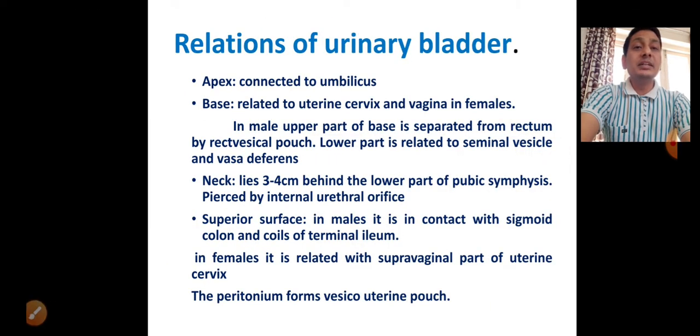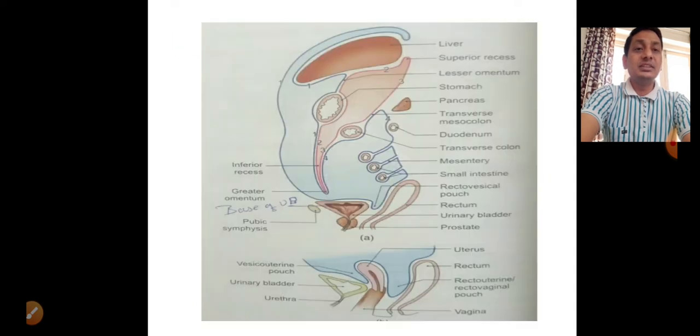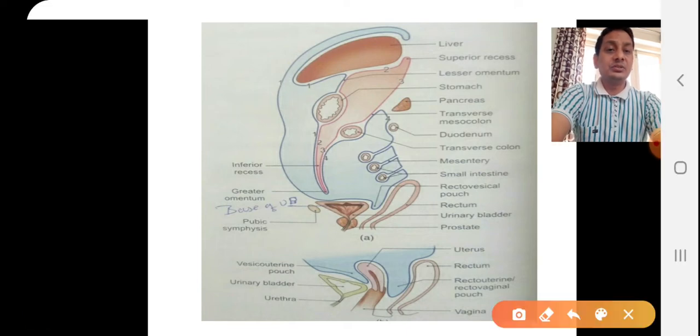Then the base is related to the cervix and vagina in the female. But in the male, the upper part of the base is separated from the rectum by the rectovesical pouch, and the lower part is related to the seminal vesicle and vas deferens. If we see this diagram, it shows the differences in relations between male and female.